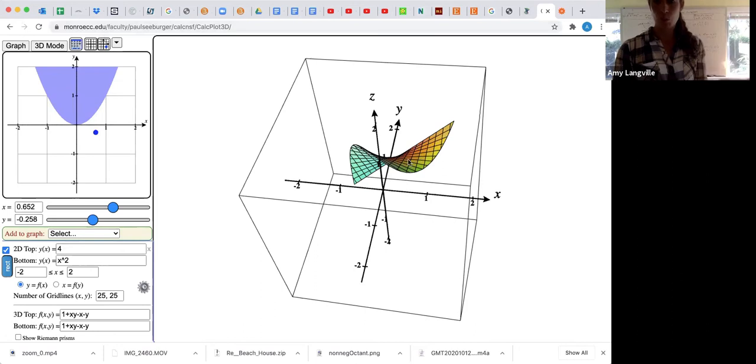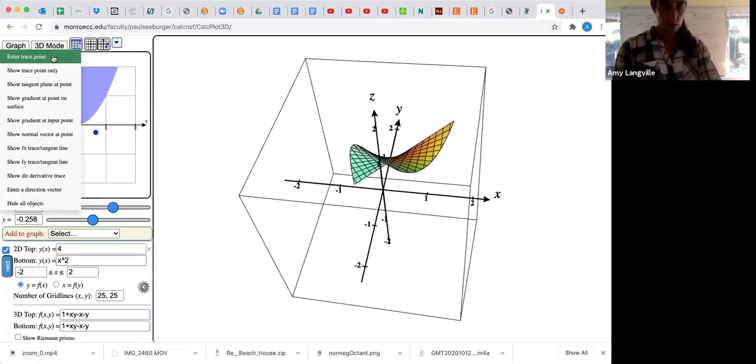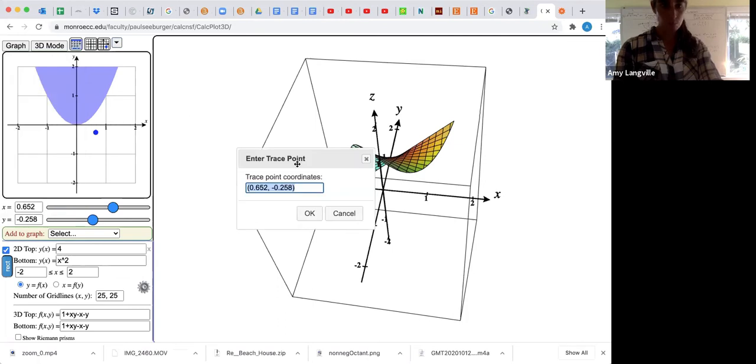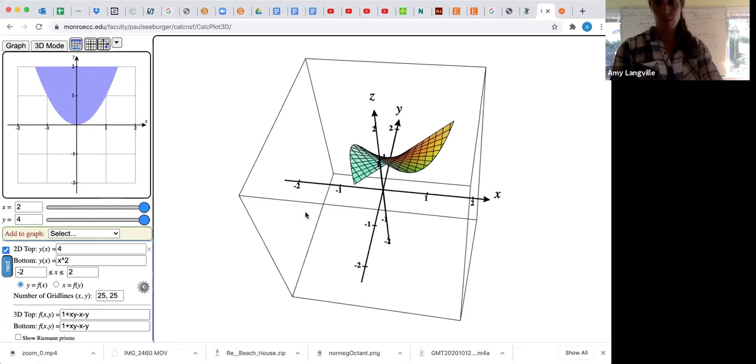And then it's only showing me part of the surface over this partial region. I want a bigger region. One thing I did to check this, I entered a trace point. When X is 2, Y is 4, where are we on this surface, or this truncated surface that's shown here? And it doesn't show up, right? Because we're beyond what it's showing me.